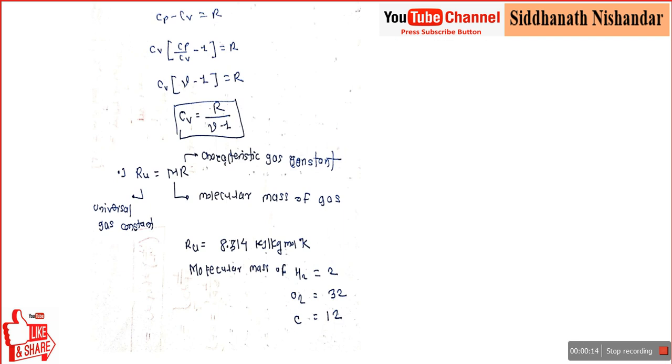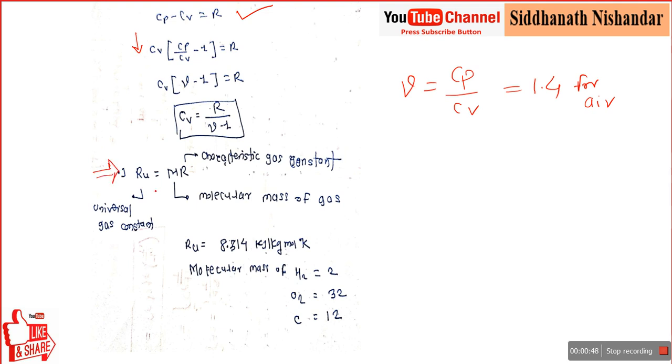Before solving the numerical, we note down this fundamental formula: Cp minus Cv is equal to R. We can also modify this formula. Taking Cv common, the formula becomes Cv times (Cp by Cv minus 1) is equal to R. We know that the adiabatic index is equal to Cp upon Cv, and for air the adiabatic index is 1.4.